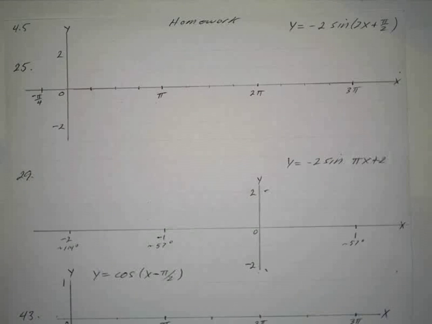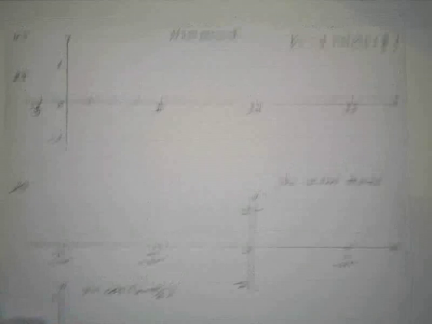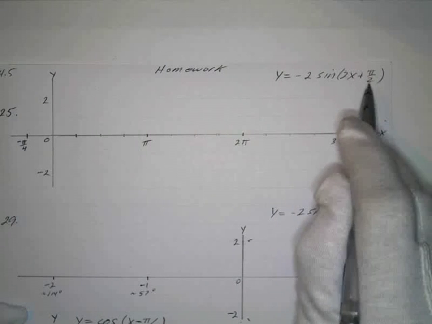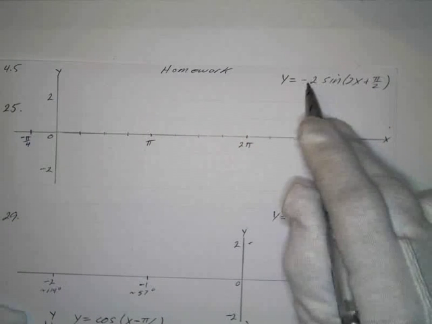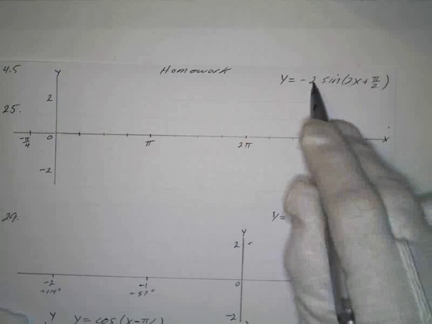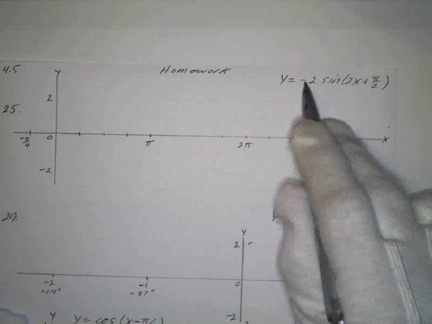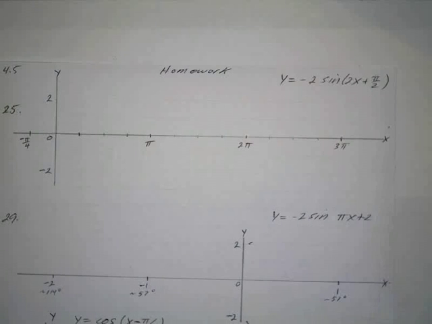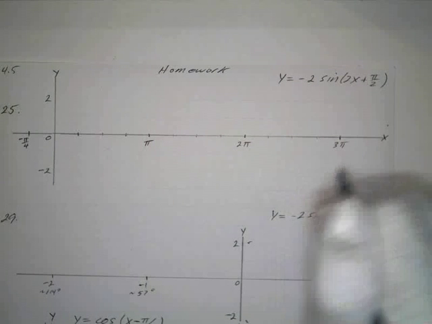Okay, these are some more problems from section 4.5, and this is number 25. I wrote the equation over on the right again, so we'll take a look at this. It's y equals negative 2 sine of 2x plus pi over 2. So we've got a period, a negative sign, an amplitude of 2, and the negative means we're going to flip the thing. Then we've got a 2 in front here, so we've got a little bit of everything, a phase shift, everything except a vertical shift.